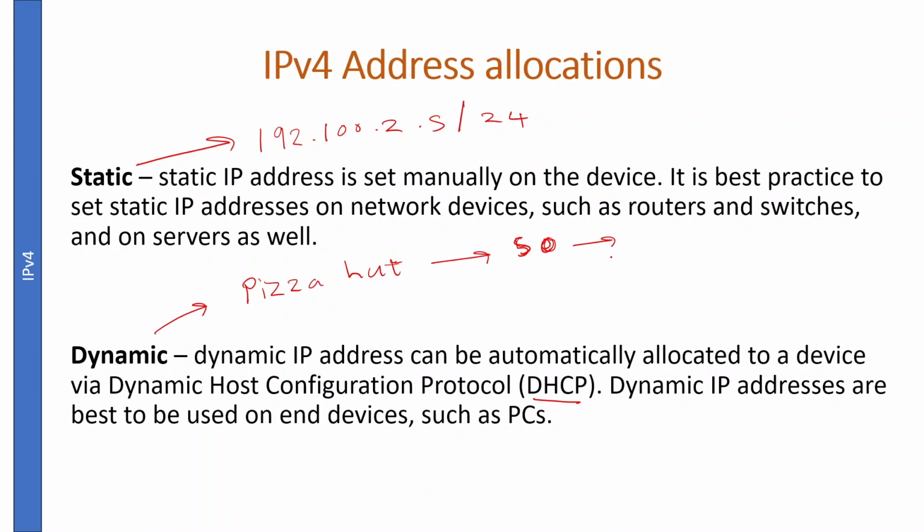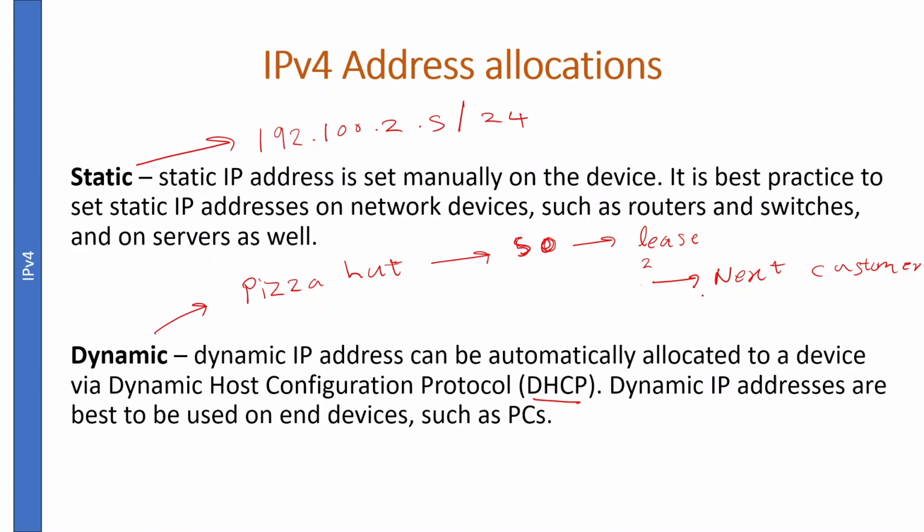When it gives this IP address, it will give a lease period, right? That means an expiration date. So it could be 2 days, 5 days. After this particular time, the DHCP server will send a request: is this device still available in our network? If there is no response, it will free that IP address and allocate that IP address to the next customer, right? So this is how IP address assigning works in DHCP.